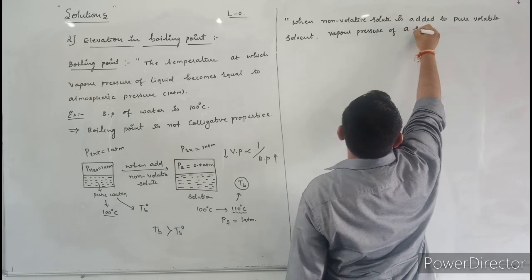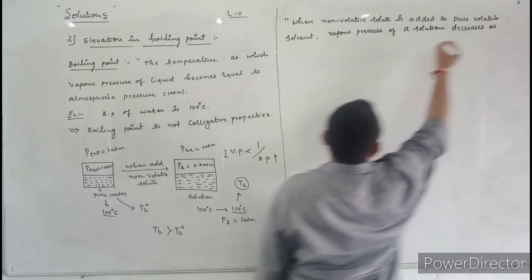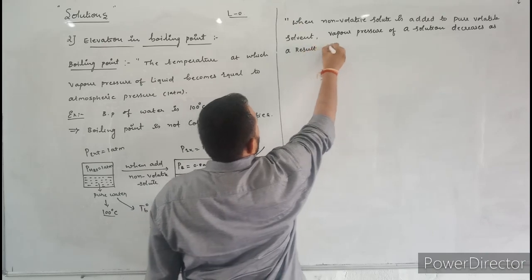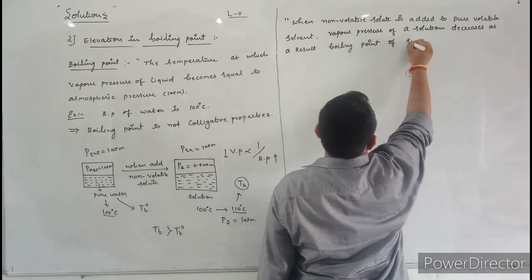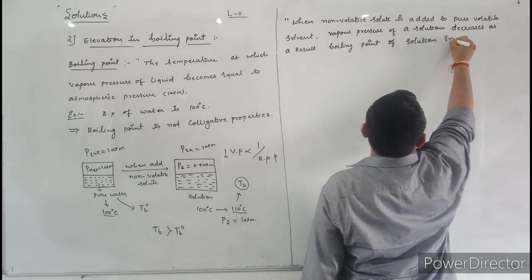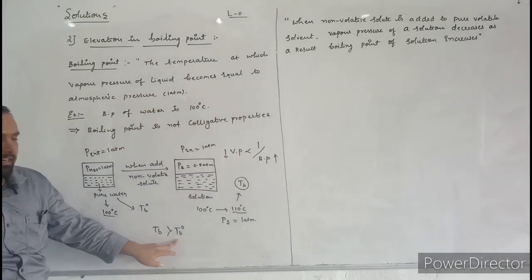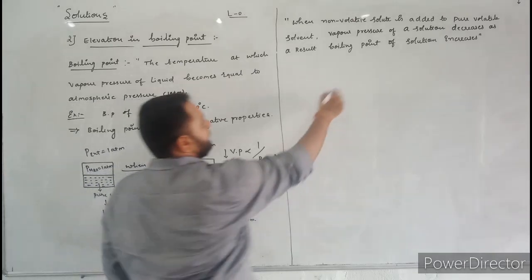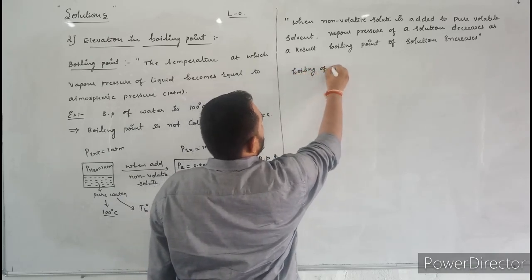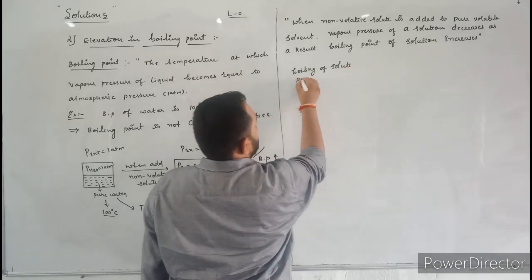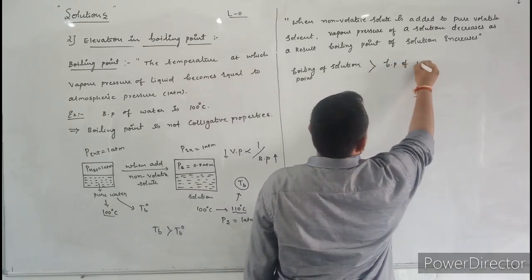of a solution decreases. As a result, the boiling point of the solution increases. So therefore we can say like this, the boiling point of solution is always greater than the boiling point of pure solvent.